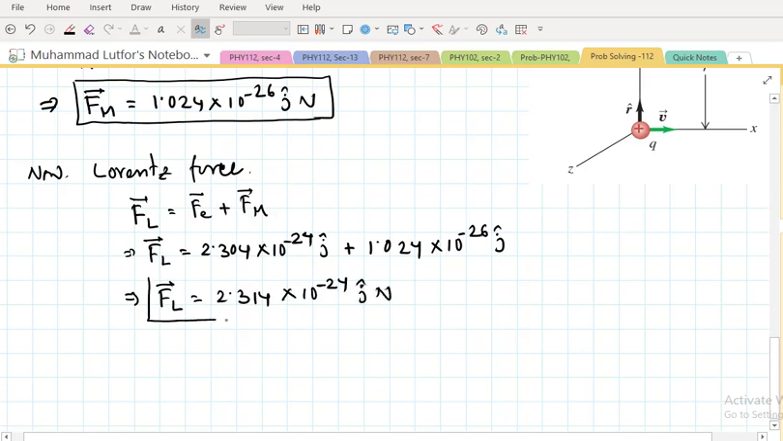So that is the Lorentz force over here. This is the answer of this question.